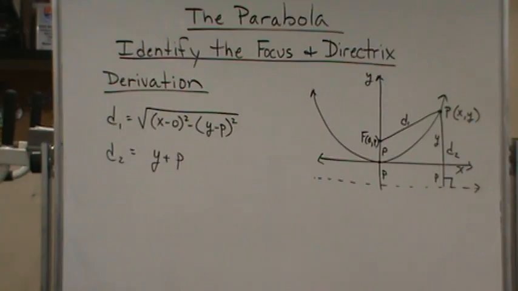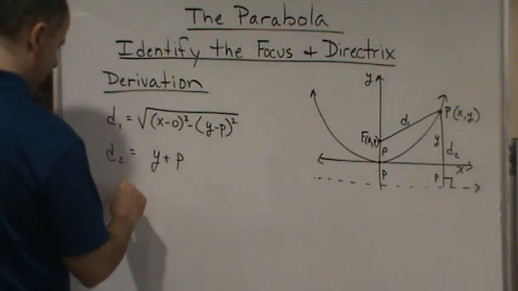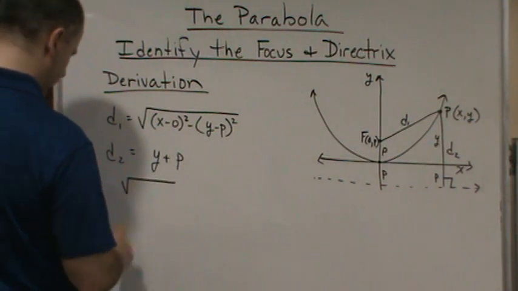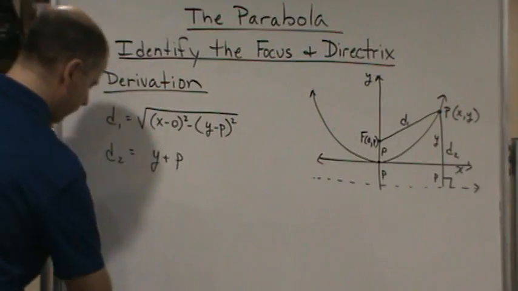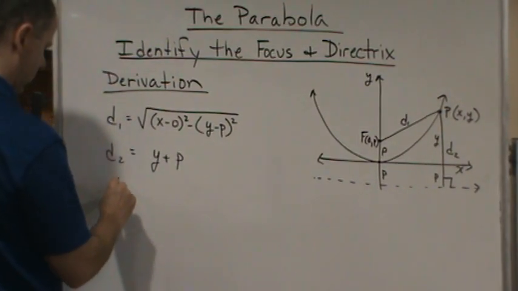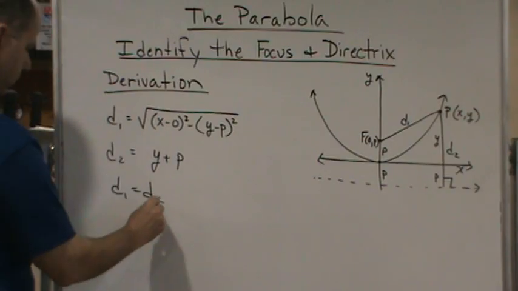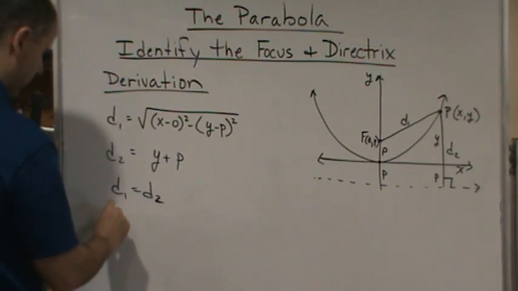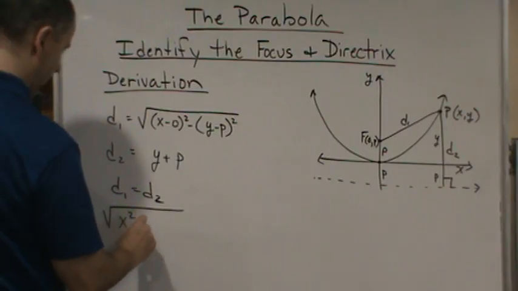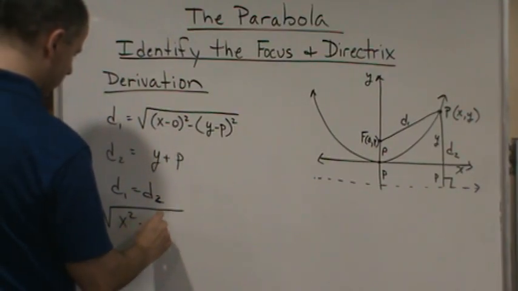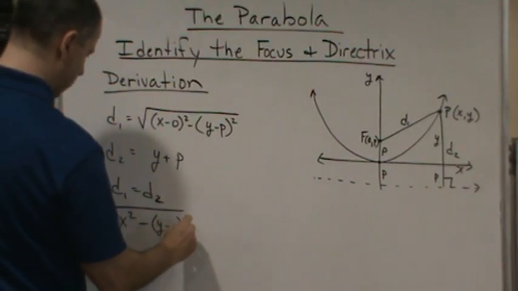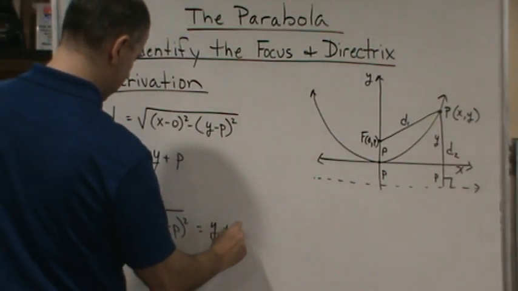And then what we're going to do is set those equal to each other. So we'll set D1 equal to D2. So let me do that. D1 equal to D2, and that's going to give us the square root of x squared plus y minus p quantity squared is equal to y plus p.